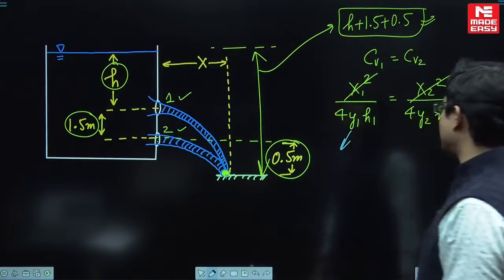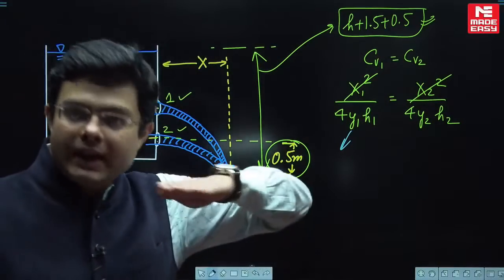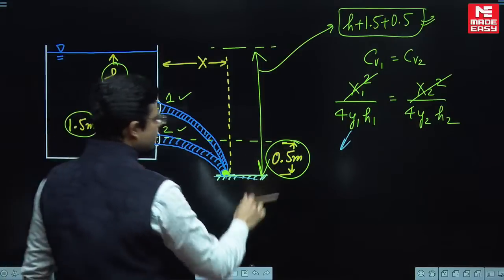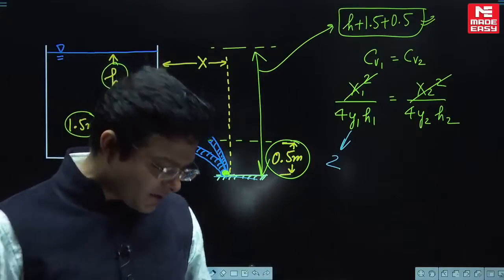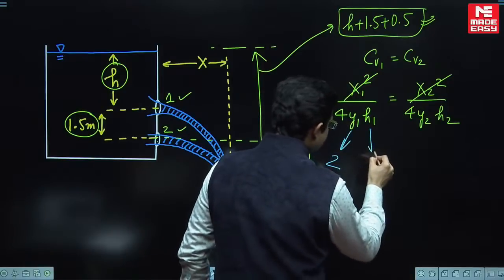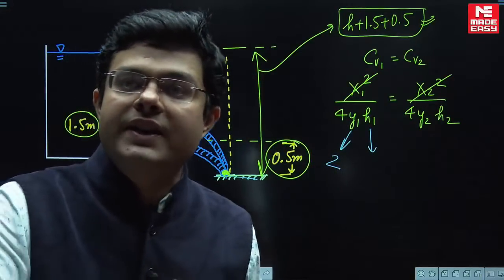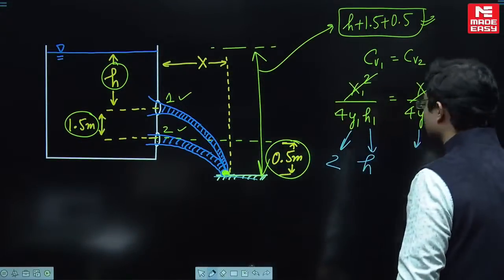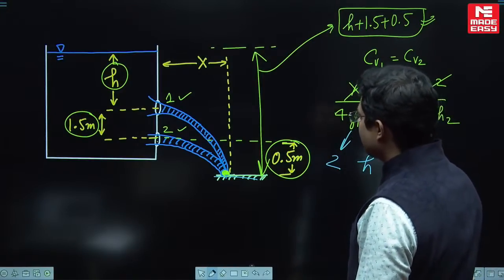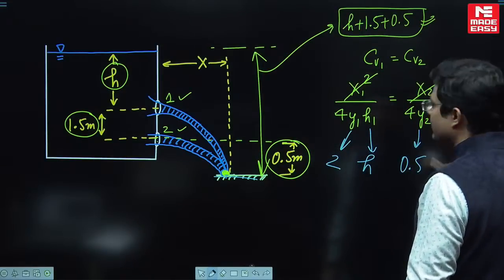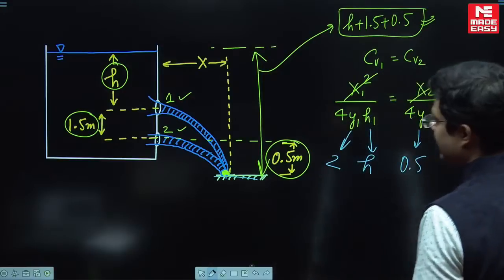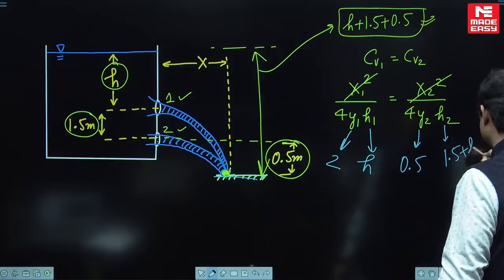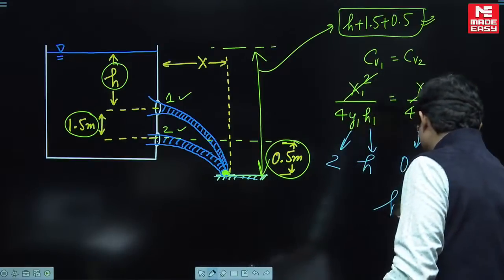What is the value of y1? This is important. y1 is the distance of the reference point from the center of the orifice. The reference point is this, the center of the orifice is this, so the distance is 1.5 plus 0.5, so y1 is 2. Calculation is your responsibility. And what is h1? h1 is the distance of the center of the orifice from the top of the reservoir, so this value is h. What is the value of y2? y2 is 0.5. And what is the value of h2? h2 is going to be 1.5 plus h. Put all the values and find the value of h from here.